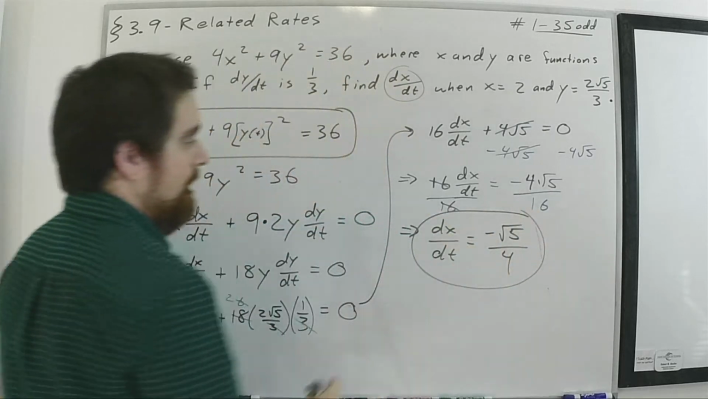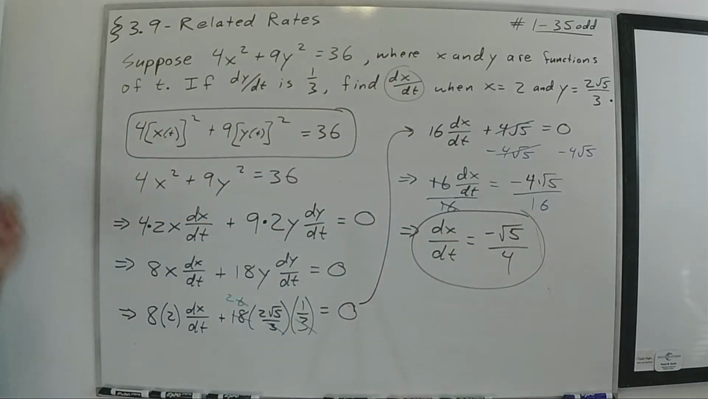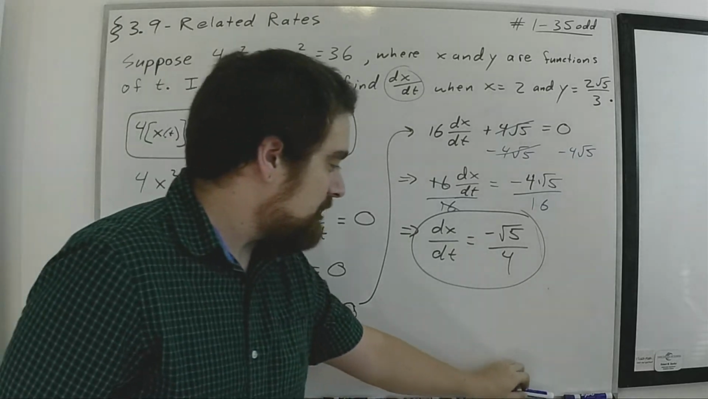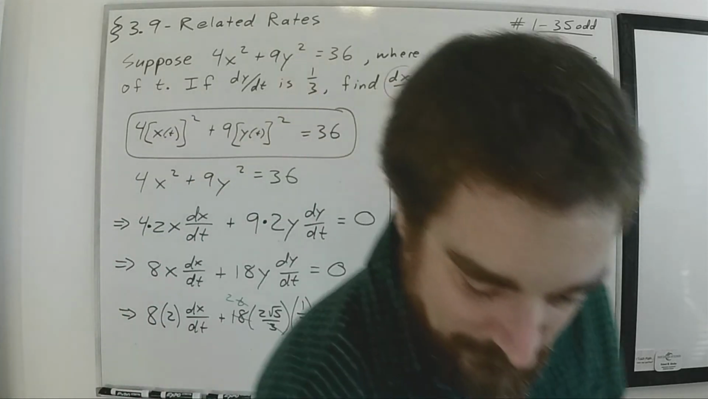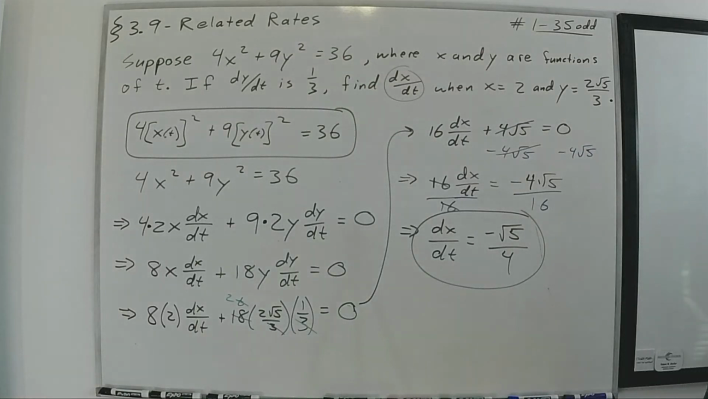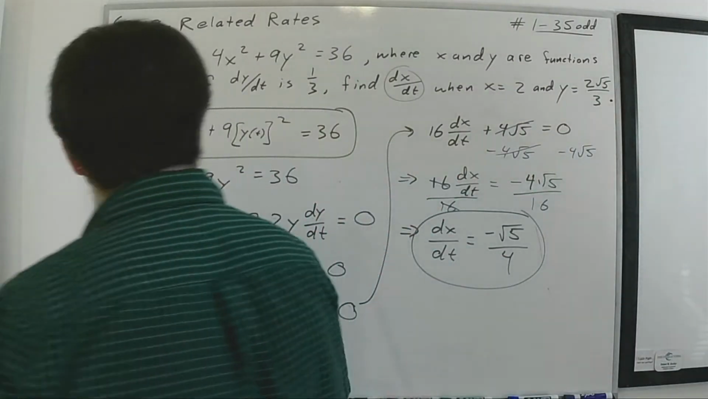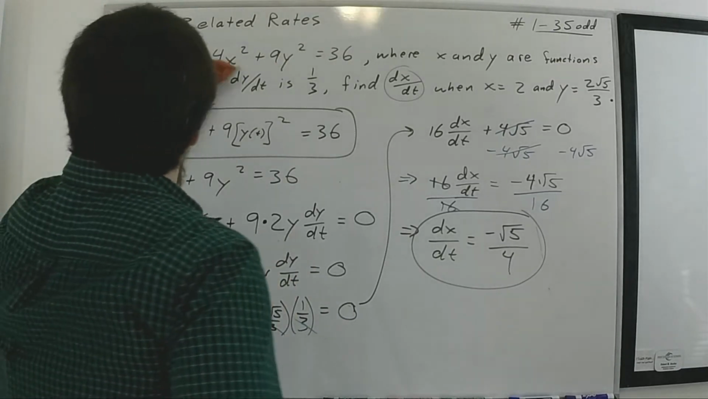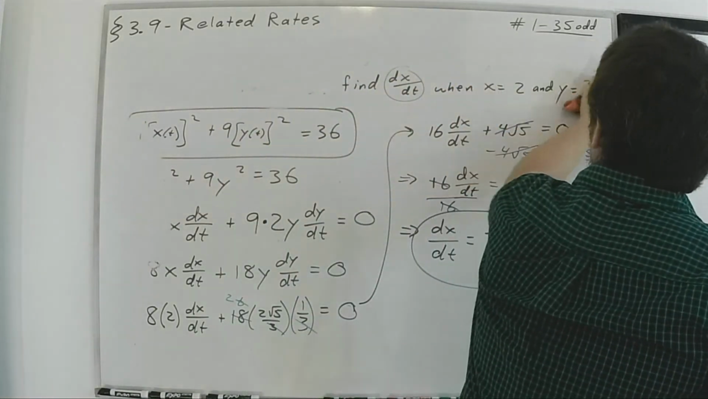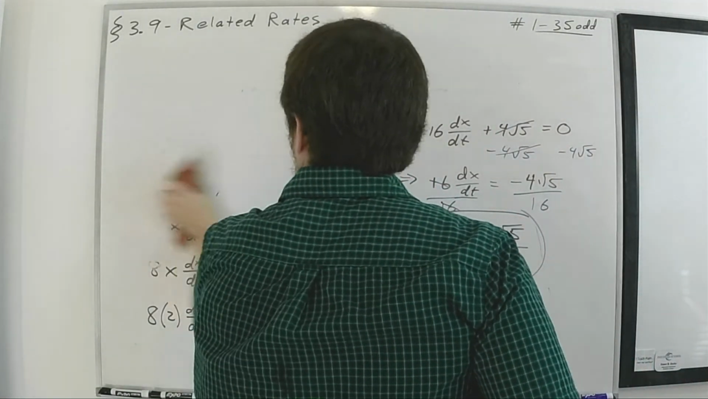There's no unit to worry about here. They never told us any sort of real world measurement. So we're just going to leave the algebra as is, just a numerical result. The change in x with respect to t is negative root 5 over 4. So a little more straightforward, just a bunch of algebra, not really a picture you can draw there. The next one will have a picture.